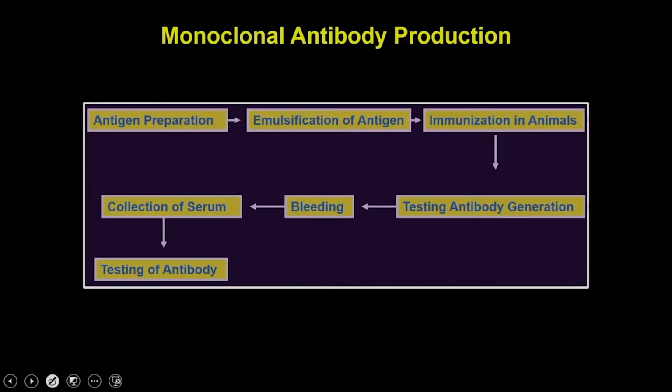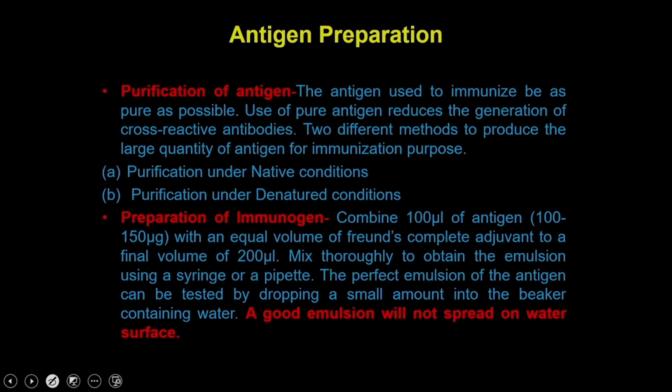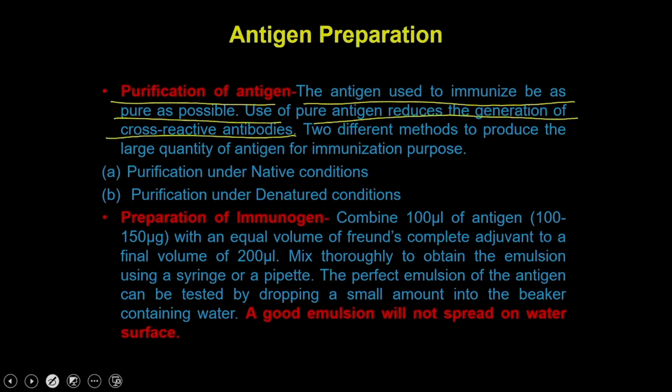So, these are the multiple steps you require to challenge the animals. First, purification of the antigens. The antigen used to immunize should be as pure as possible. Use of pure antigen reduces the generation of cross-reactive antibodies. We have already discussed how to prepare the antigen. You can prepare the antigen under native conditions simply by doing chromatography techniques, or you can prepare the antigen under denatured conditions with the help of electroelution.